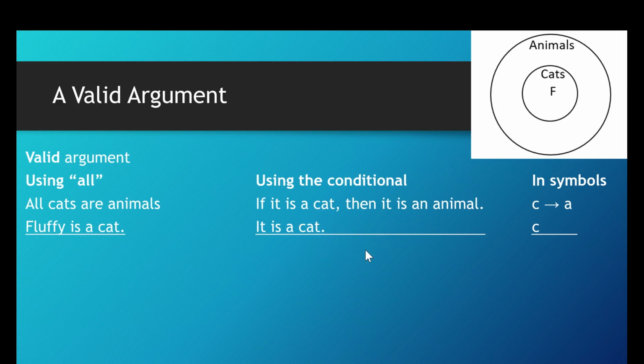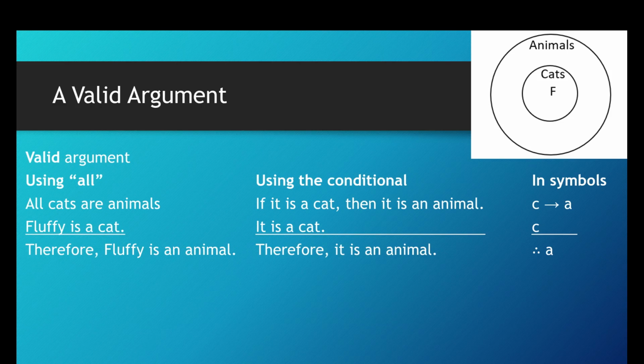So then, do you remember the conclusion? Therefore, Fluffy is an animal. What are you going to put here? And what are you going to put here for the letter? See if you got it. Therefore, Fluffy is an animal. Therefore, it is an animal. No more Fluffy. And we just put 3 dots and an A. That means therefore, A. And that's a valid argument.